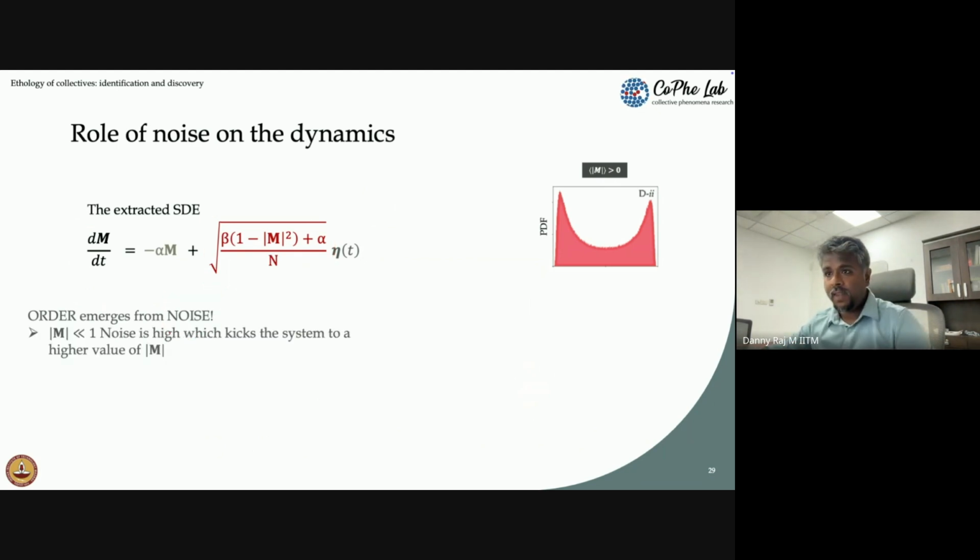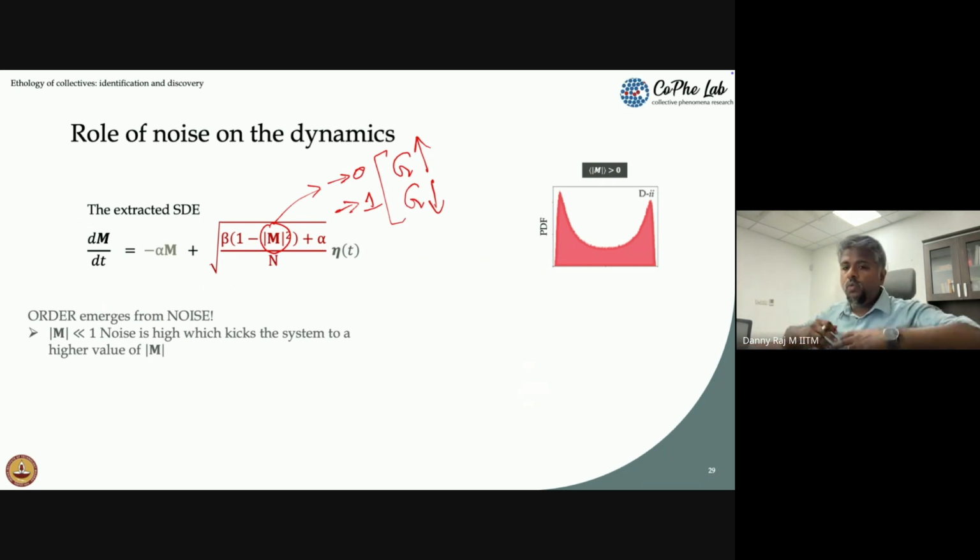So what does this mean? Let's just look at this, right? When this m value is close to 0, g is the largest. When this is close to 1, g is the smallest. Can you see that? When m is 0, it's beta plus alpha by n. When m is 1, it is alpha by n. And alpha, beta are all positive numbers. Now, what does this say? When the system is close to disorder, there are huge fluctuations in m, which will push the system to order. And when it's ordered, the fluctuations are small. So then the system ends up residing in those cases for much longer.